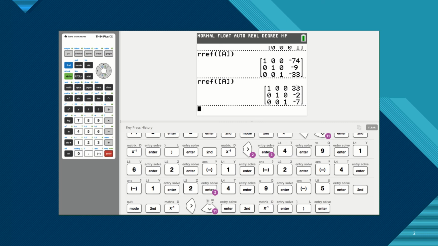X is equal to 33, Y is equal to negative 2, and Z is equal to negative 7, and shazam! That sure is a whole lot easier than swapping, scaling, and pivoting to get it in reduced row echelon form. Not even just row echelon form, but reduced row echelon form.